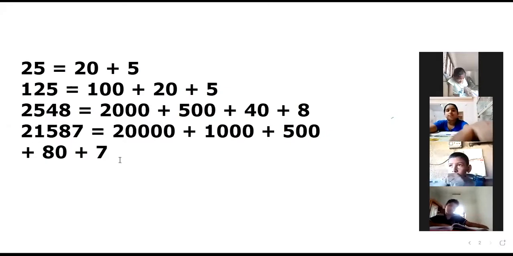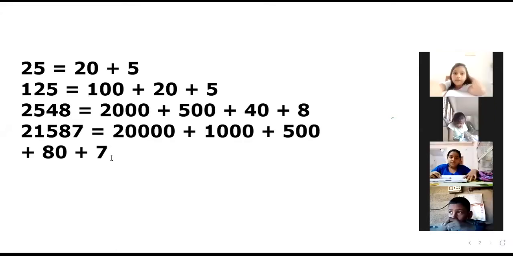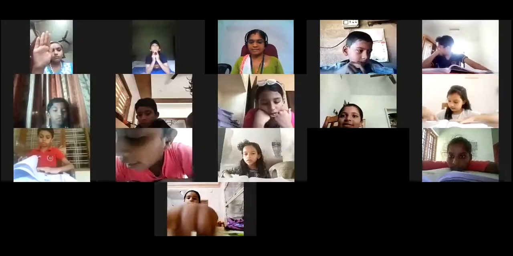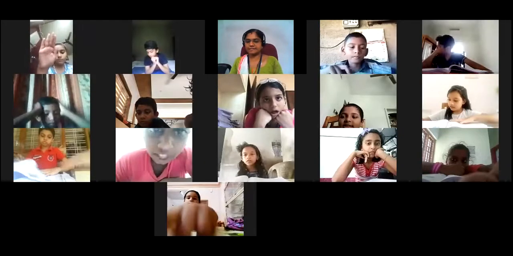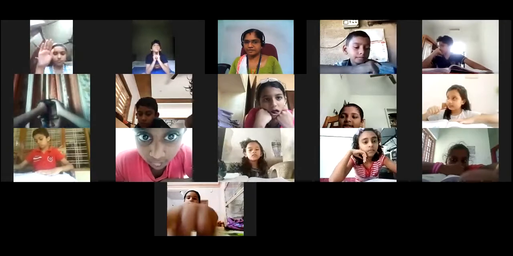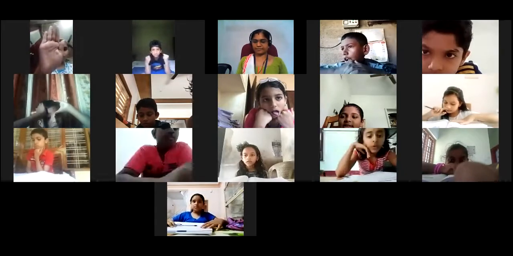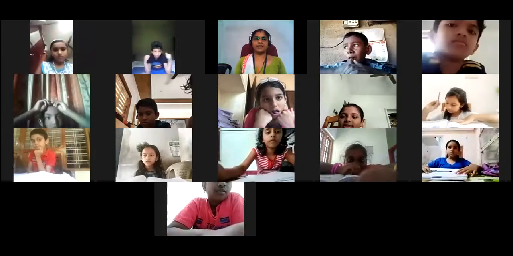Then from these places, we can make a place value chart. The example of a place value chart is given in your textbook, page number 87. Did you see that? At the bottom of the page: 10,000s, thousands, hundreds, tens, ones. It is a chart that shows the places of a number.